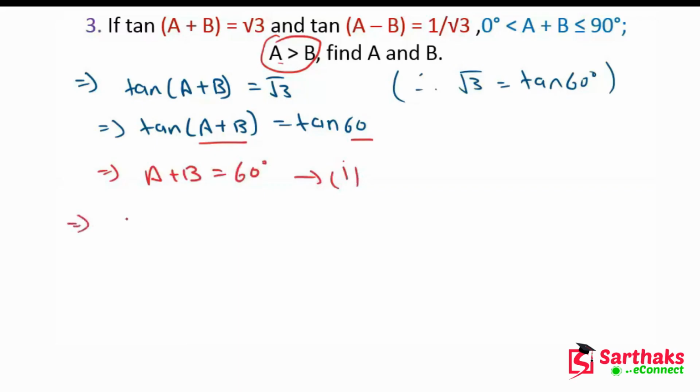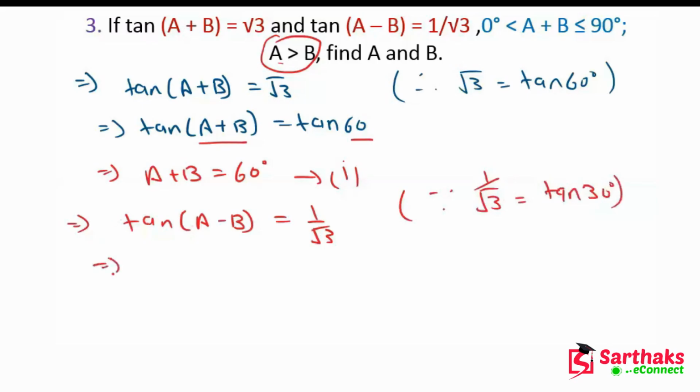Okay, now tan(a minus b) is equal to 1 upon root 3, and we know 1 upon root 3 is equal to what? Tan 30 degree. We can write it as tan(a minus b) is equal to tan 30 degree. Now in this case we are comparing, a minus b is equal to 30 degree. So we get a minus b is equal to 30 degree. This is our equation second.